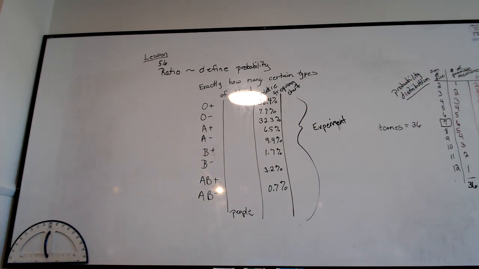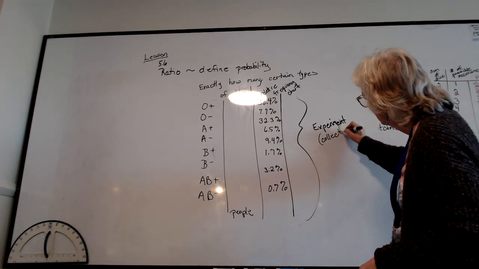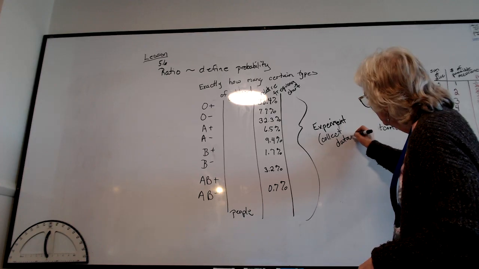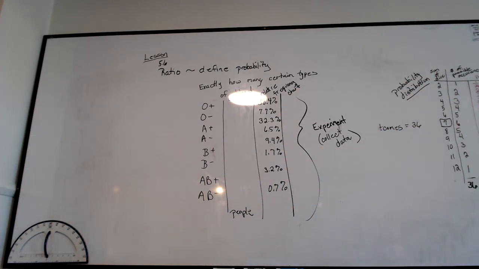Okay, so an experiment is where we collect data and then we make predictions. Those predictions are going to be pretty accurate if we do it enough times, if we have enough people that we're looking at. Okay, does anybody know what they are?